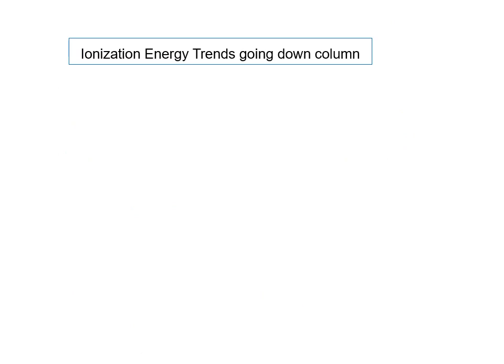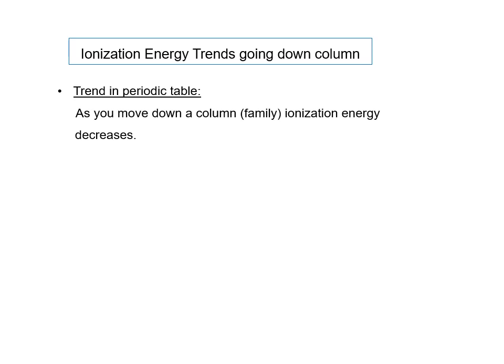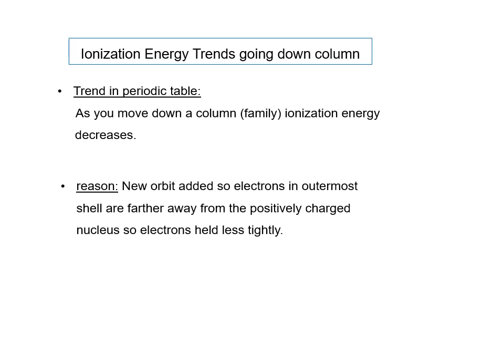And now let's look at the ionization energy trend going down a column. As we move down a column or family, ionization energy decreases. So it becomes easier to pull an electron off. And the reasoning for this is the same as what we saw for atomic size. As we go down a column, a new orbit gets added for each row that we move down. So electrons in the outermost shell are going to be farther away from the nucleus. So those electrons are going to be held less tightly.